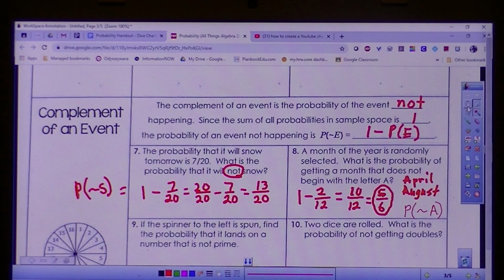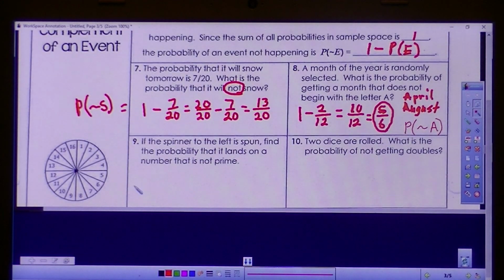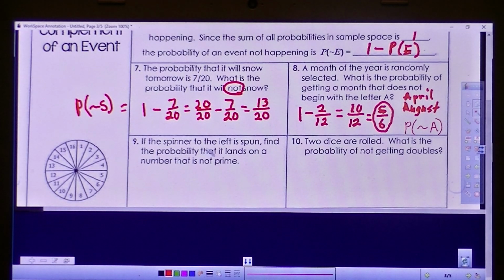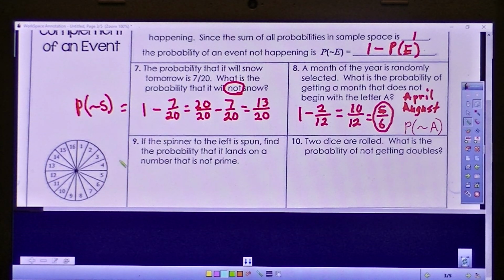Okay, 2 more quick examples here, and we'll be done with this introduction to theoretical probability. I'll pull it up. Yeah, we got enough space. It says if the spinner to the left is spun, find the probability that it lands on a number that is not prime. Okay, this idea of prime again. So let's go through and see if we can find the primes. Okay, so 1 doesn't really count. So we got 2, 3, 5.